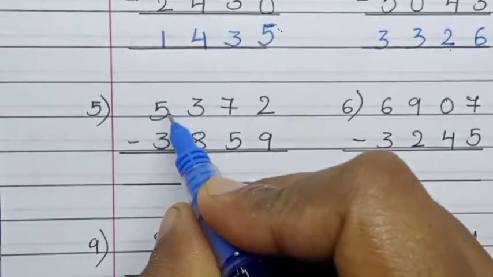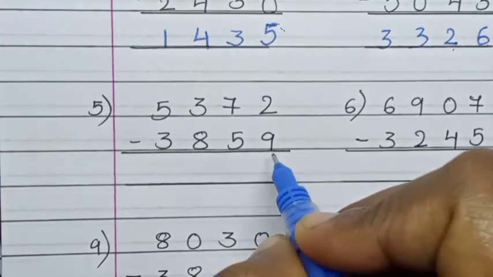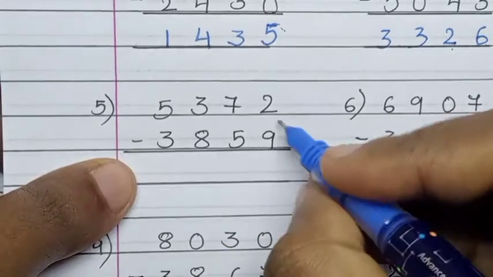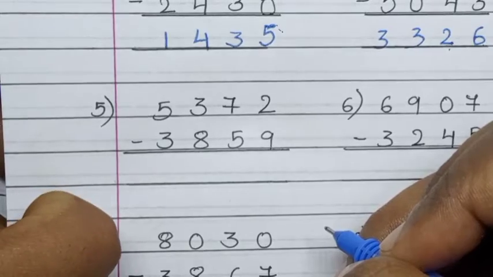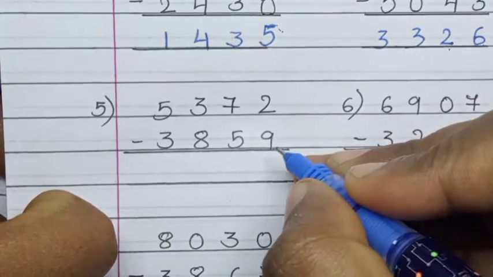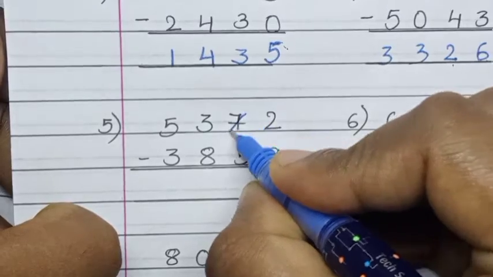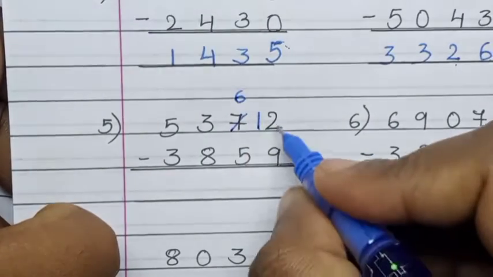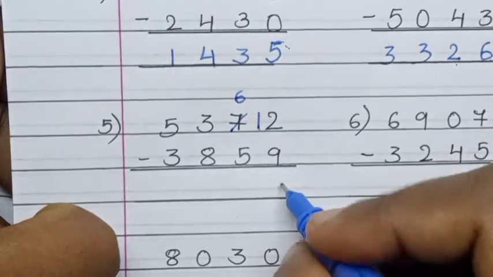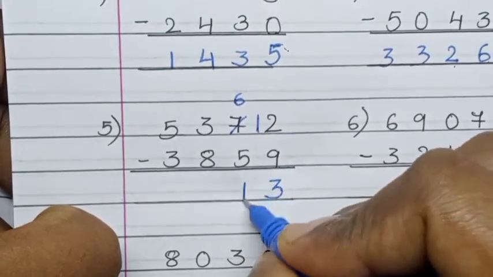The same way, let me solve another one. The fifth question, 5372 minus 3859. Let me start from units place. What is 2 minus 9? I can't do that because 2 is less than 9. So what do I do here? I'll just borrow from the next number. This 7 will become 6 and 2 will become 12, right? What is 12 minus 9? 12 minus 9 is 3. 6 minus 5 is 1.